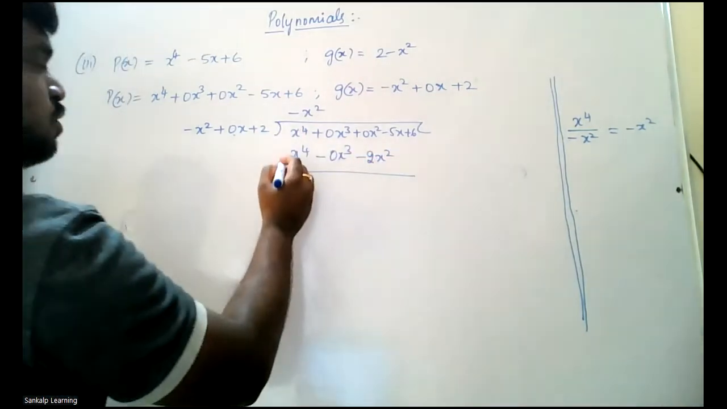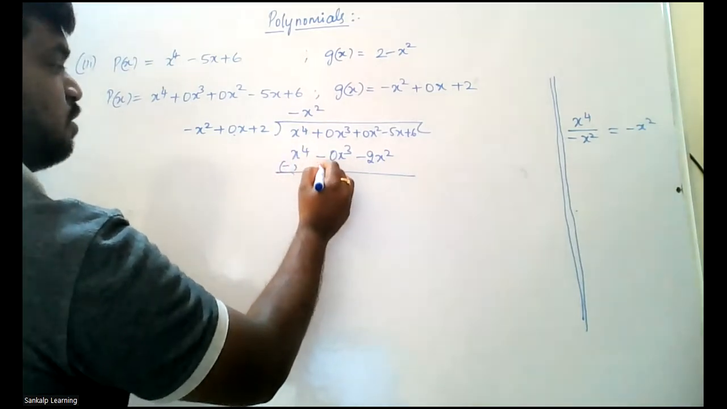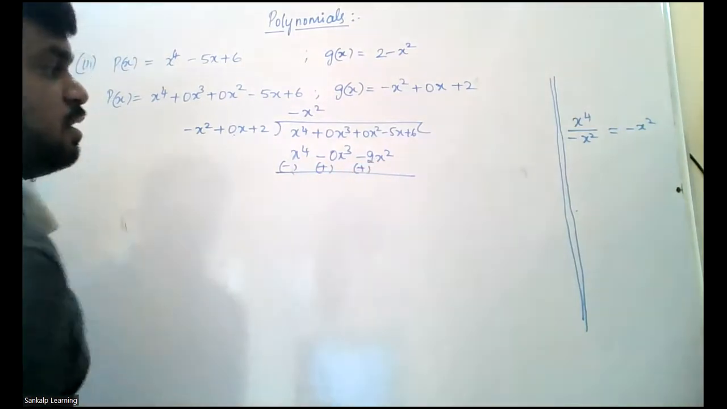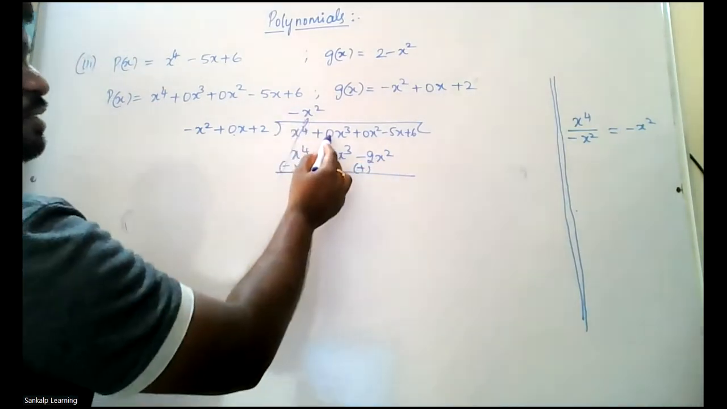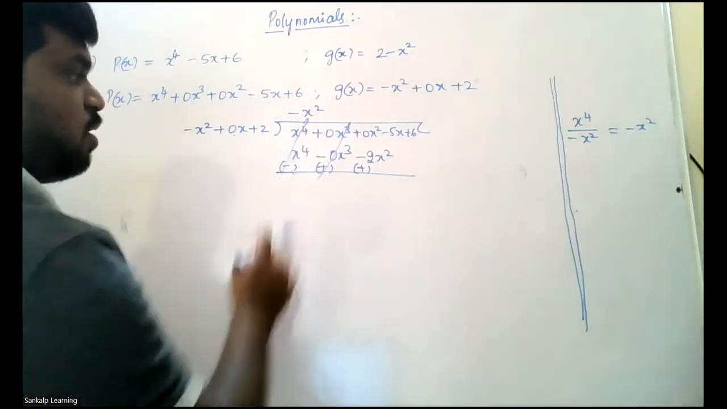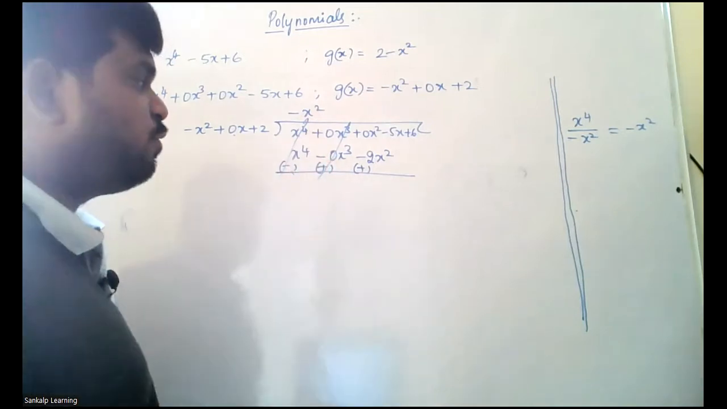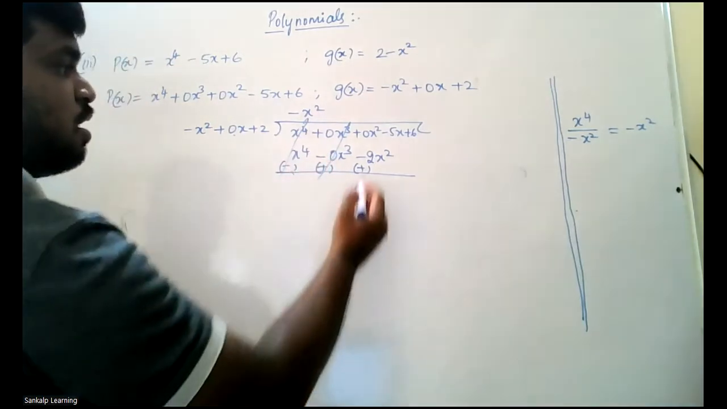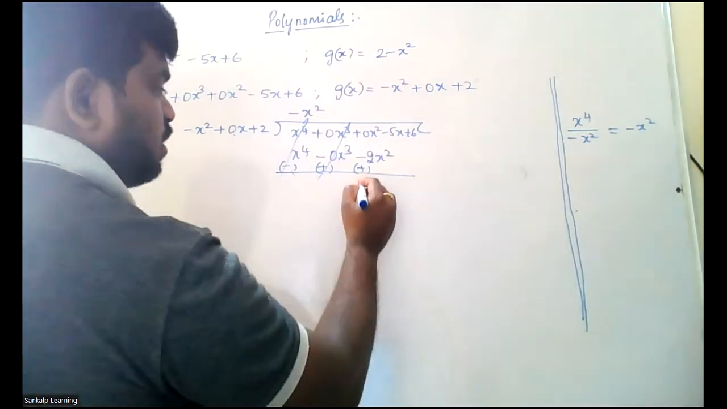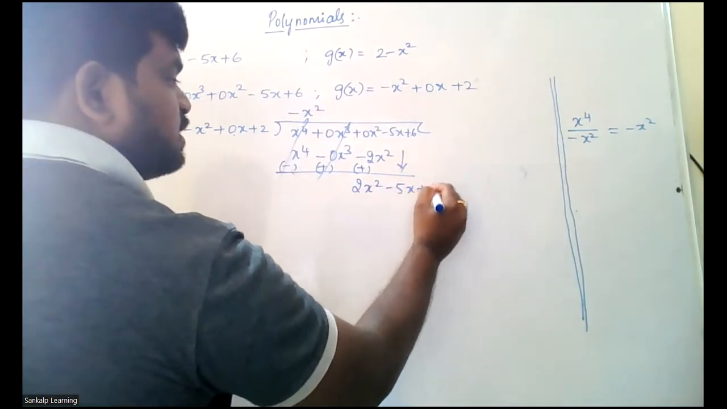Okay, so you have to change the sign. Plus becomes minus, minus becomes plus. Gets cancelled. 0 with 0 is 0 itself, so I can just cancel it. Because 0x cube, 0x cube, even if you add it, you get 0x cube itself. You can simply cancel it. Okay, so plus 0x square plus 2x square, plus 0 plus 2, that becomes 2x square. The remaining thing: minus 5x plus 6.